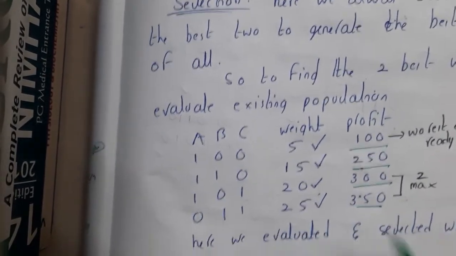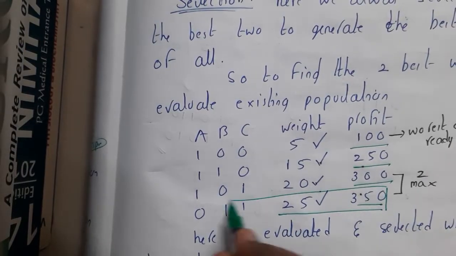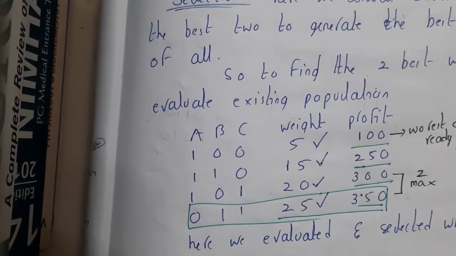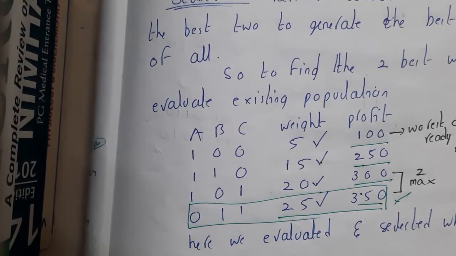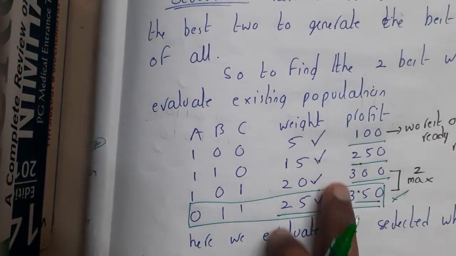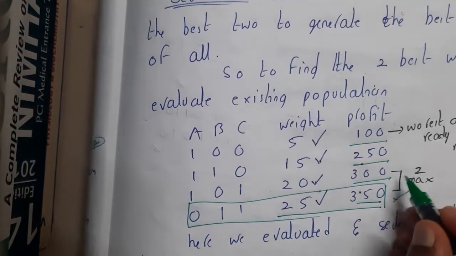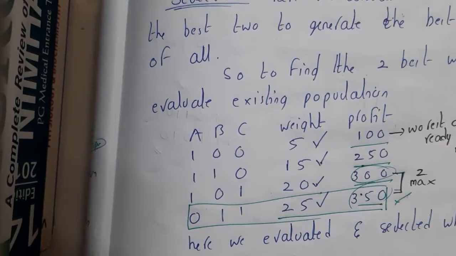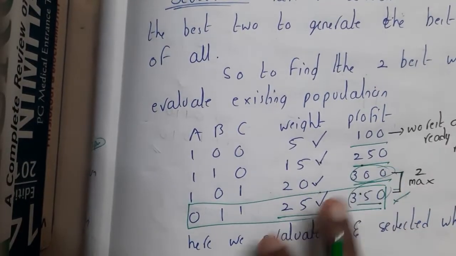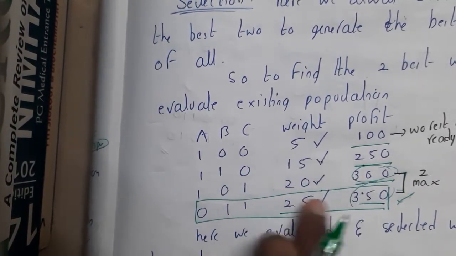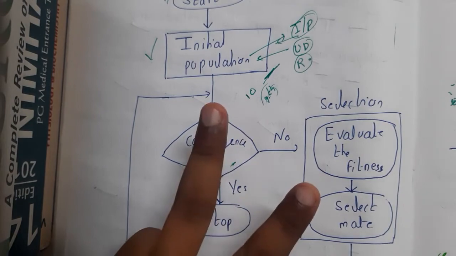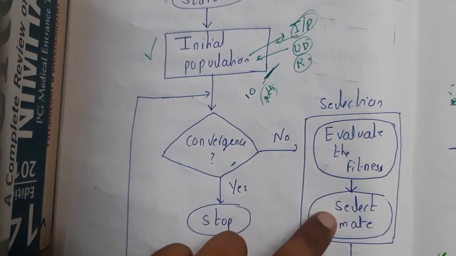Without my notice, I took the exact case which is 100% satisfiable, so we know that it is the maximum value. Anyway, just avoid it for now and assume that I am taking these two as the best parents, the two maximum ones, giving 300 rupees and 350 rupees. So we selected these two, we evaluated. Calculating each and every one is the evaluation of fitness, and selecting the two best ones is the selecting of mates.